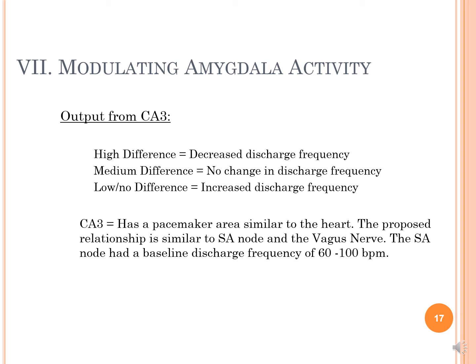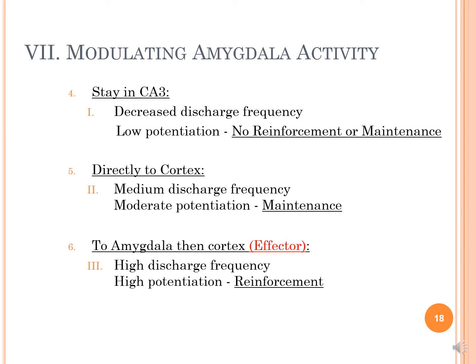So given that: high difference, decreased discharge frequency of the CA3; median difference, no change in the discharge frequency; and low or no difference, increased discharge frequency. Again, that's because the non-optimal wants baseline activity level is very, very close to primary needs baseline activity level, and of course the system wants to reinforce it. Break it down even further.